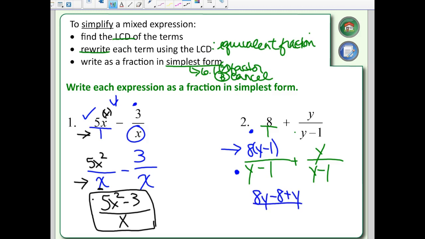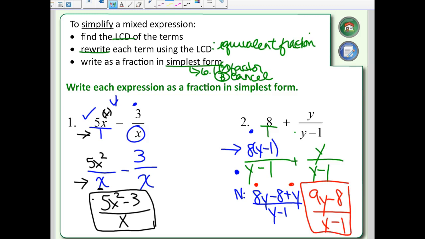Again, Mrs. Burton puts all her numerators together over y minus 1. Is there anything I can do in the numerator? Yeah, we've got like terms. Did you notice that? We've got 8y and positive 1y, which gives me 9y minus 8 all over y minus 1. And that's my final answer. Okay? Final answer.